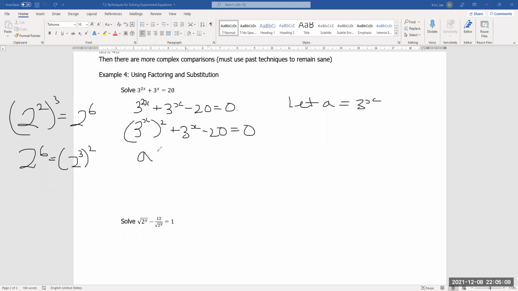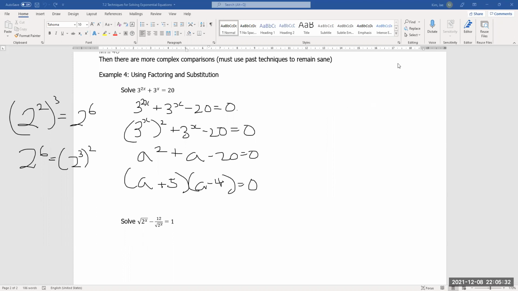Now if I substitute, I have myself a squared plus a minus 20 equals 0. And if I factor, I'm hoping here you feel that you are in familiar territory, so you can solve this. In essence, a equals -5, a equals 4. So those are my two situations. A, or in this case 3^x, equals -5, and 3^x equals 4.